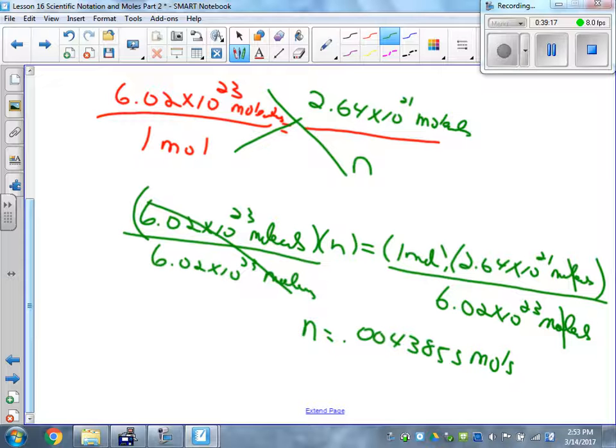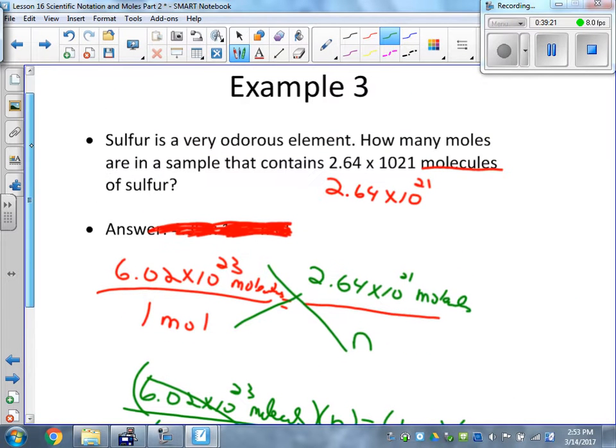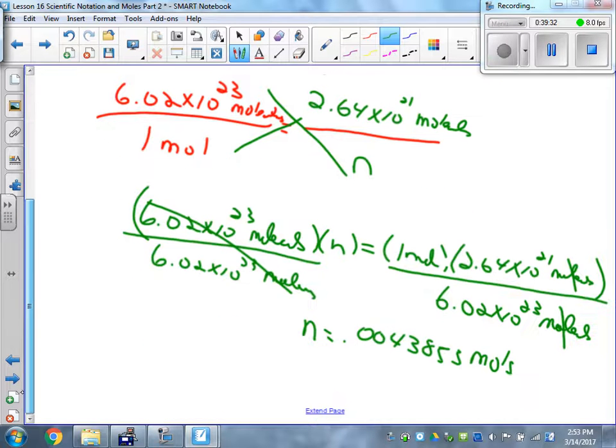Significant digits, guys. If we go back to this question, how many significant digits do I have here? I'd say probably 3, yeah? 2.64, right? So we have 3 numbers representing this number, so I need to have 3 numbers representing this number down here, okay?